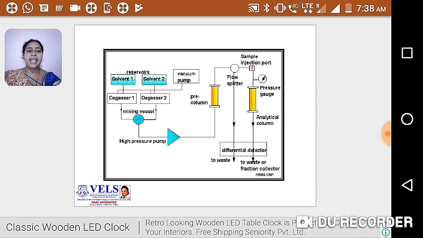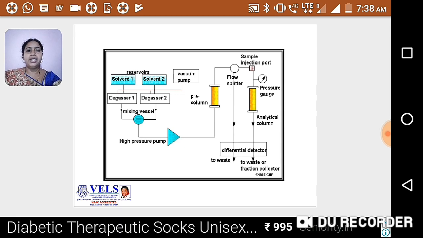In between, a sample injection port is kept where the sample can be injected. Based upon the interactions of the sample and the stationary phase, the components can be separated. The components which have higher affinity towards the stationary phase will elute later, and the components which have less affinity will elute first, which can be detected in the differential detector. Whatever the excess mobile phase and sample will be sent to waste, and an LC, that is liquid chromatogram, will be developed by which retention time of the separated components can be detected.